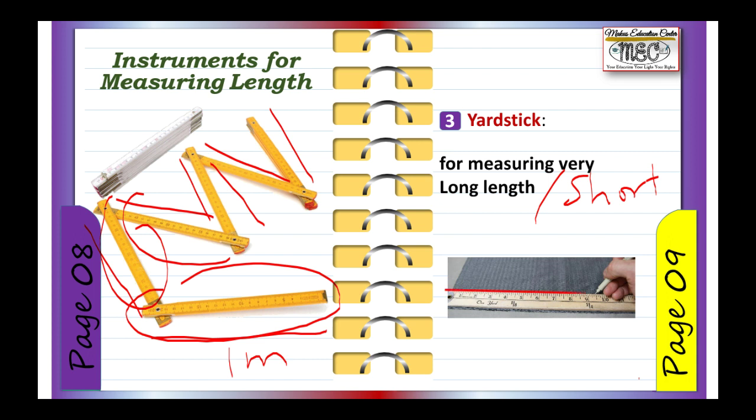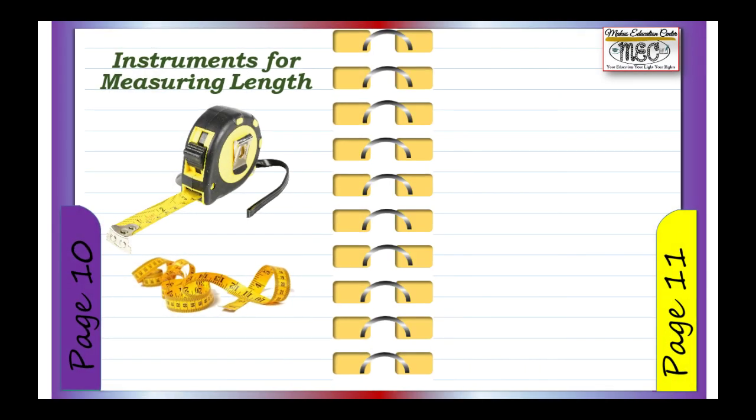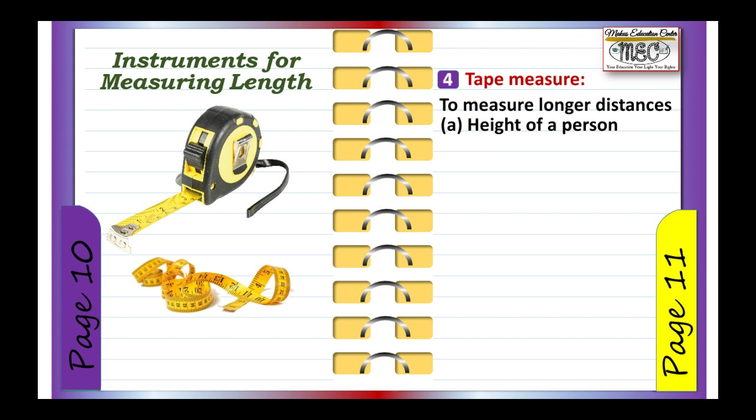The next one is what you call a tape measure. A tape measure is used for measuring longer distances like the length of a field, the height of a person, the length of a cloth, the length of a door. All of them can be measured using the tape measure. The tape measure is also used in masonry to measure the length of the door, the length of a table, the length of a house when they are building the house and so on.